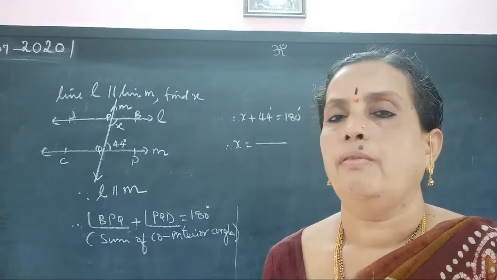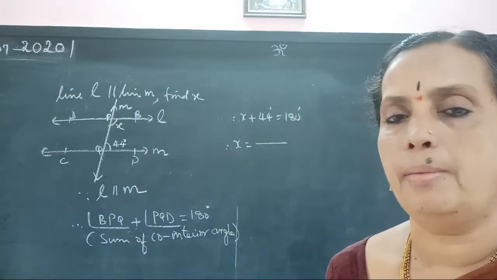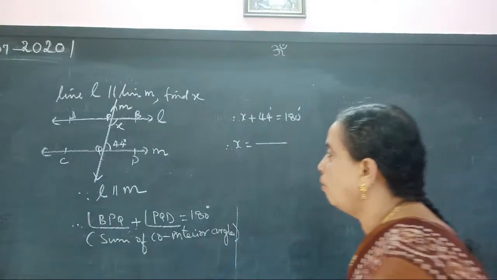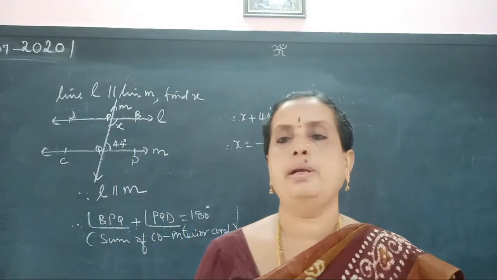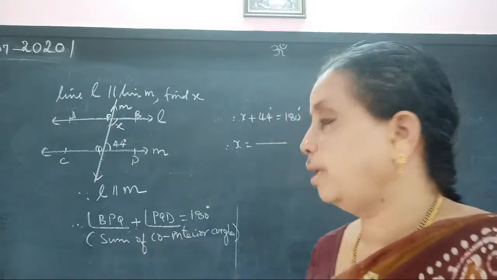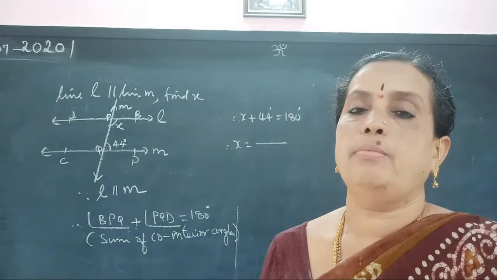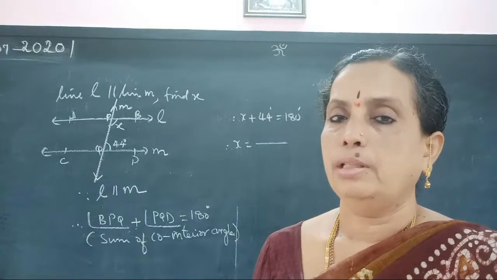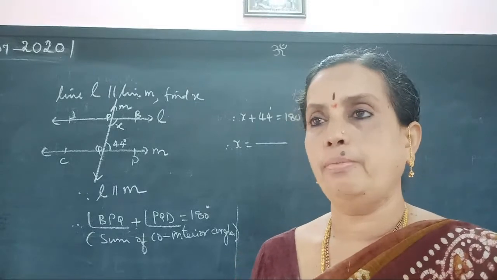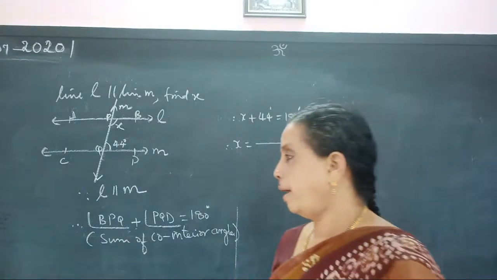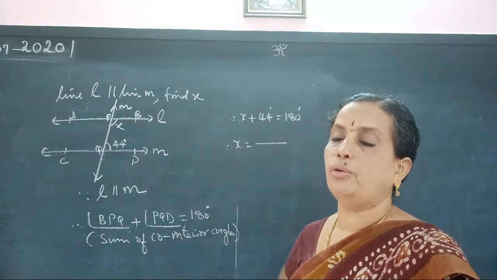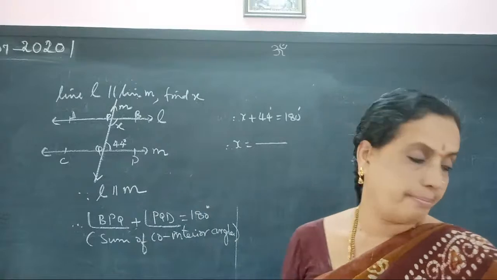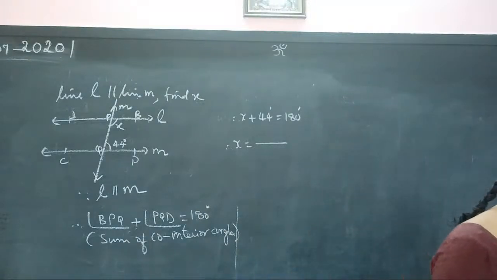Correct? We got the answer under the property sum of co-interior angles is supplementary. You have to write the reason here or else you can mention the theorem's number. If you are not able to find or remember it, you can give the property which satisfies to find out the value of x. Shall I move on to the next question?